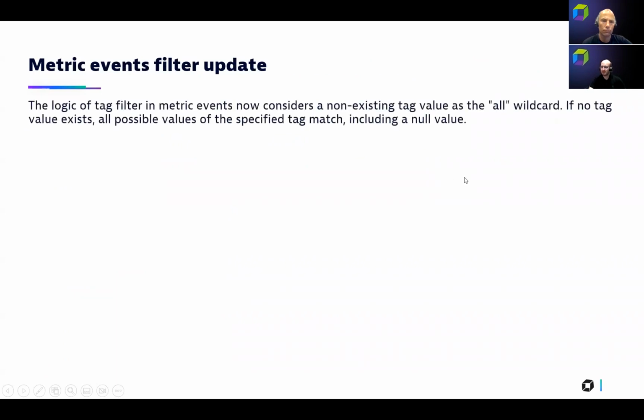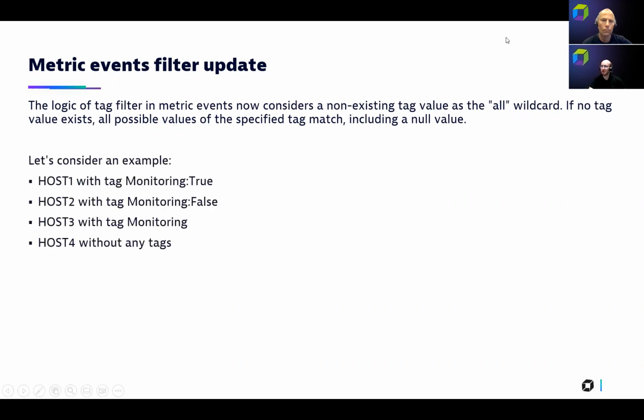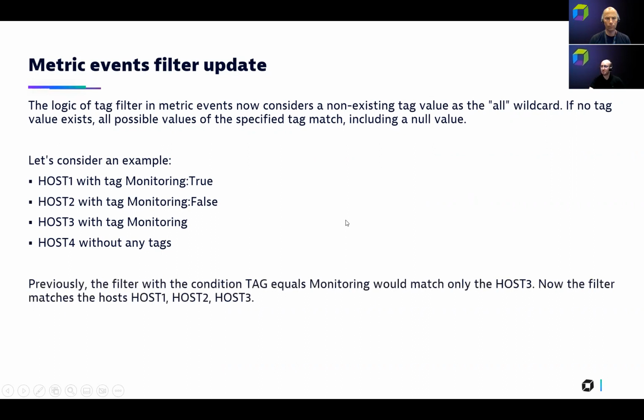We have metric events filter updates available here. The logic is that the new wildcard tag value now considers all the wildcards. For example, this quick example that we have in our documentation as well: host 1, host 2, and host 3 with the tag values. Previously, the filter with the tag only equaled host 34, but now this tag value will cover all of these options with the wildcards. It works as a wildcard option here. Okay, this is just another update on our end.